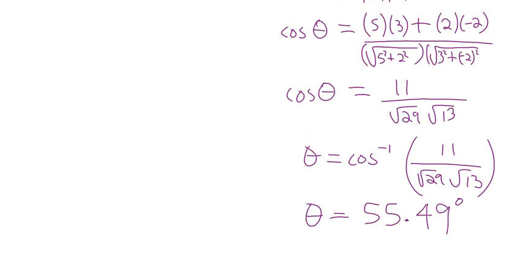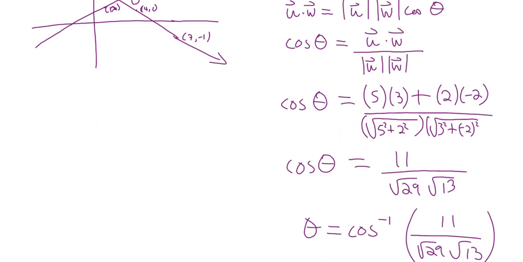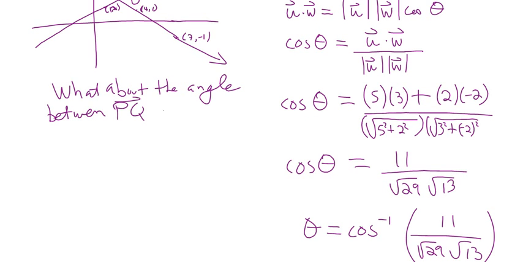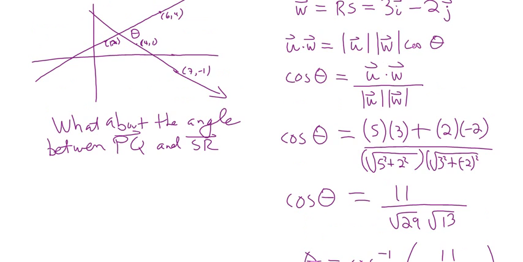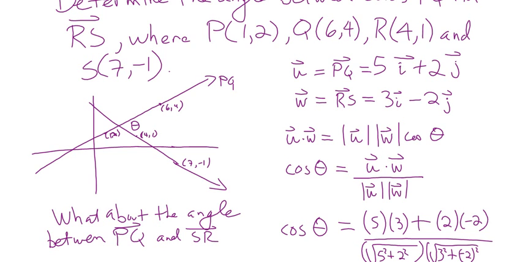All right, so now what about this? It looks a lot like that one. What if we do the angle between PQ and SR? Then it becomes... SR is going the other direction. What's the angle between PQ and SR?